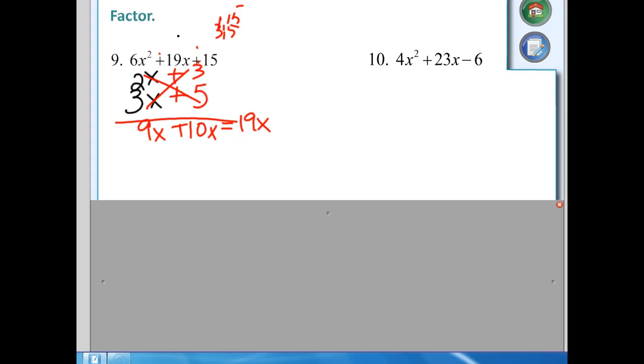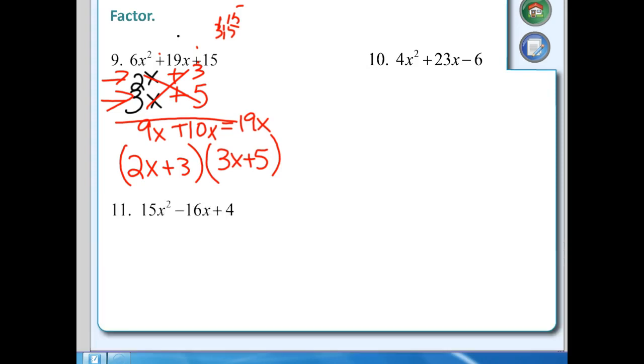So that means my first binomial is the first line. We've got 2x plus 3. And my second binomial is the bottom line in my x box, 3x plus 5. Okay, let's skip number 10 because we've done a lot like that. Let's look at number 15. If we look at number 15, the reason I went here is because the signs are different.